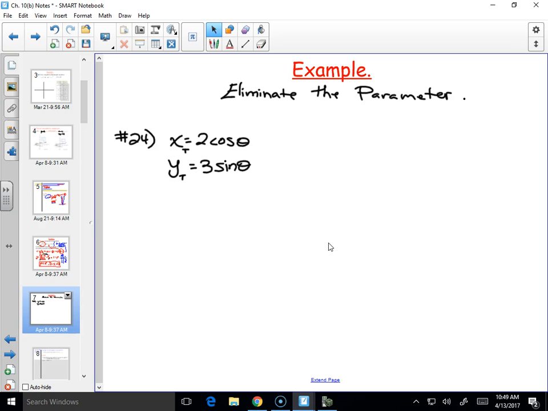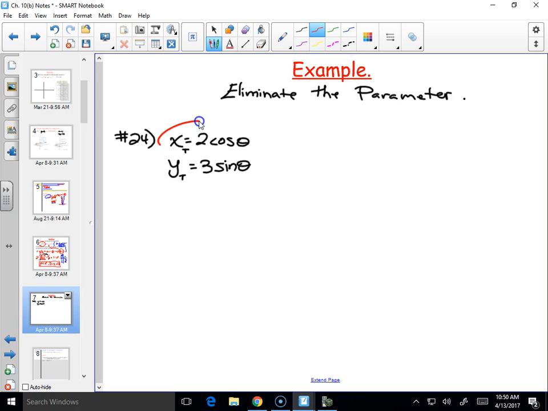So in your calculator, yes, you would still put 2 cosine of t and 3 sine of t. So we'd still use the t, that's all we got. But you might see it in formulas or in problems with the theta. Pretend it's a t. How would we eliminate? If theta's t, then solve for it.